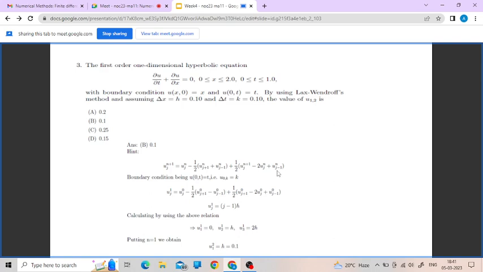Putting n equals 1, we will obtain u12. Just substitute in this formula, so you will get u12 equals h, which is equals to 0.1. Fine. So our answer is B, 0.1.